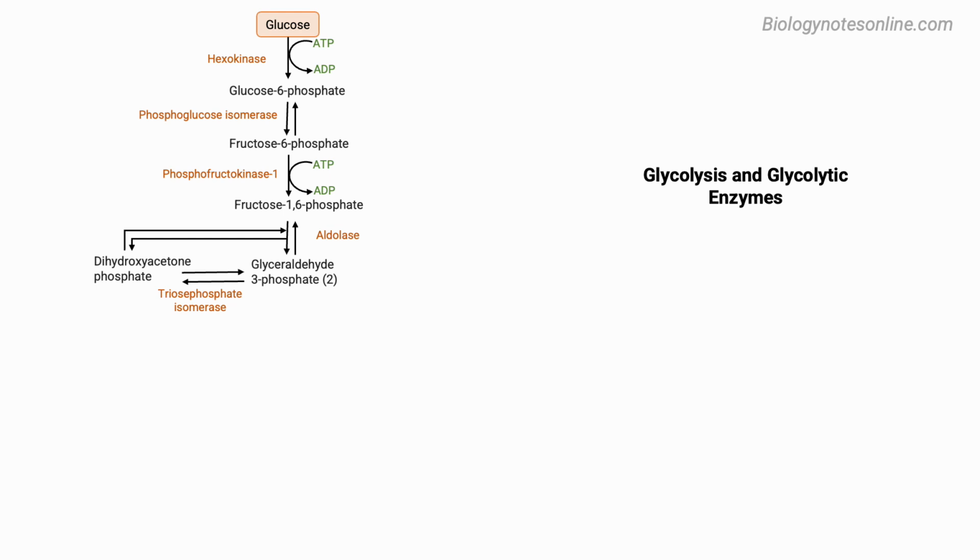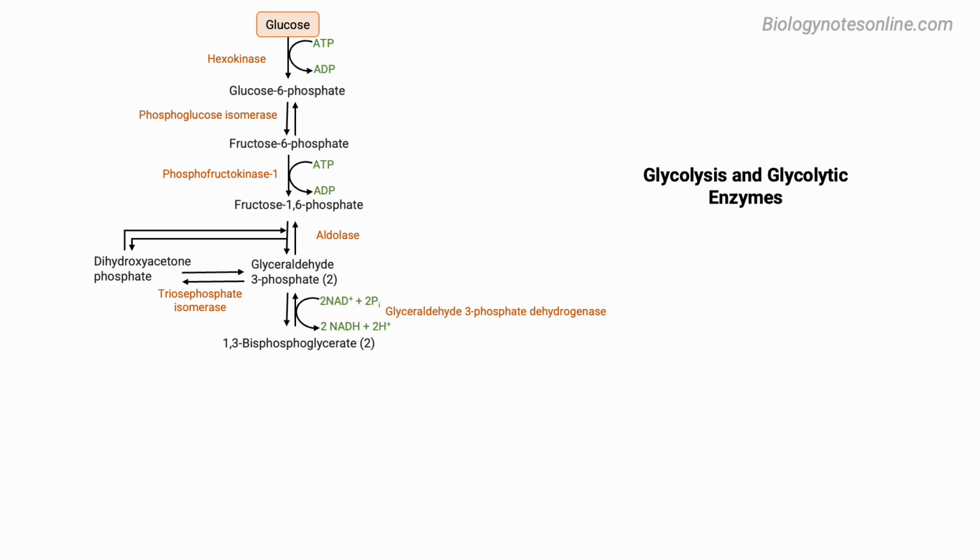Glyceraldehyde 3-phosphate is then oxidized and phosphorylated to form 1,3-bisphosphoglycerate. This reaction is catalyzed by the enzyme glyceraldehyde 3-phosphate dehydrogenase. This is a crucial step in glycolysis because it produces NADH, a high-energy electron carrier.